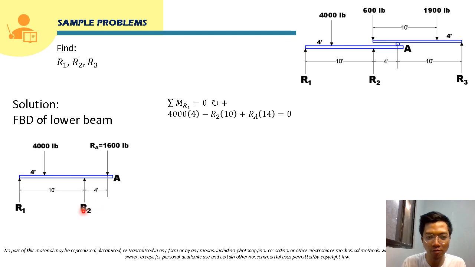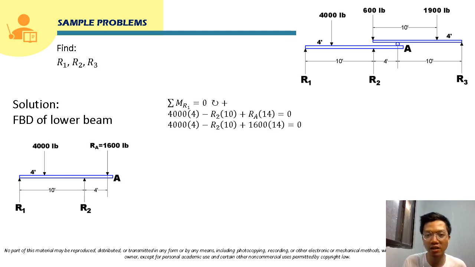And then the moment of R2 about that point will be R2 times its moment arm, which is 10. So that will be R2 times 10, and its rotation will be counterclockwise, so this will be negative here. And for RA, which is 1,600 pound, its moment will be RA times its moment arm, which will be 14, no? 4 plus 10. And its rotation about this point will be clockwise. That's why it will be positive here. And this will be equal to 0.